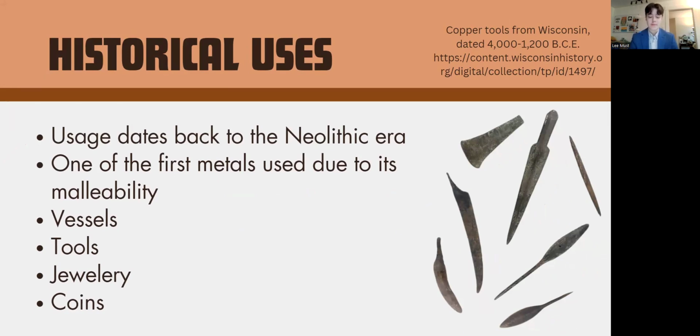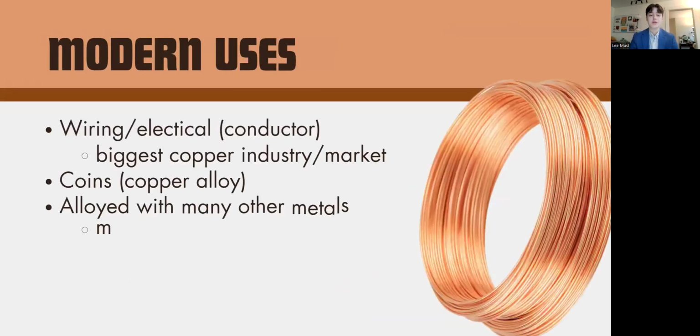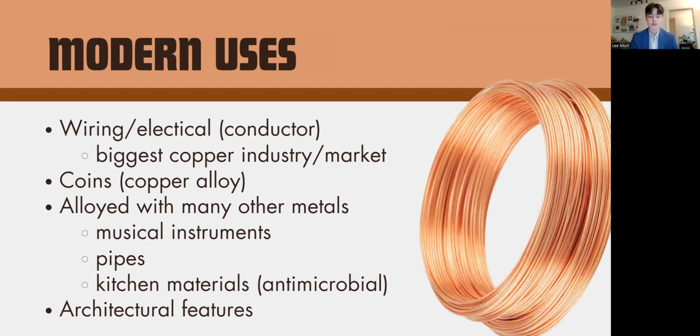This image here is of tools found in what is now Wisconsin, but they date back to 4000 to 1200 BCE. Coincidentally, these would also have been made with copper from the mid-continental rift. Copper was also used to make vessels, tools, jewelry, and coins throughout ancient times. Copper is now used for even more things in the modern world, including everything that has been mentioned before.